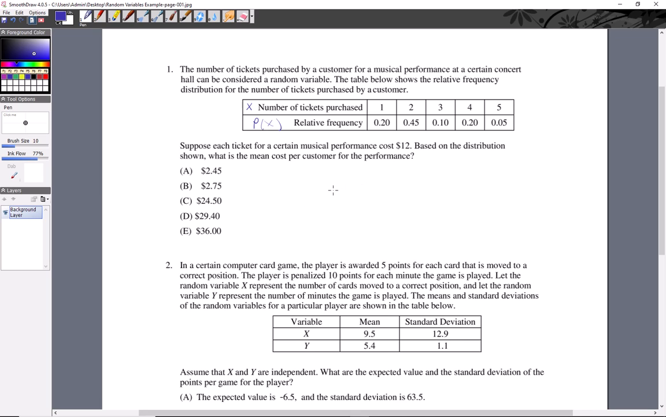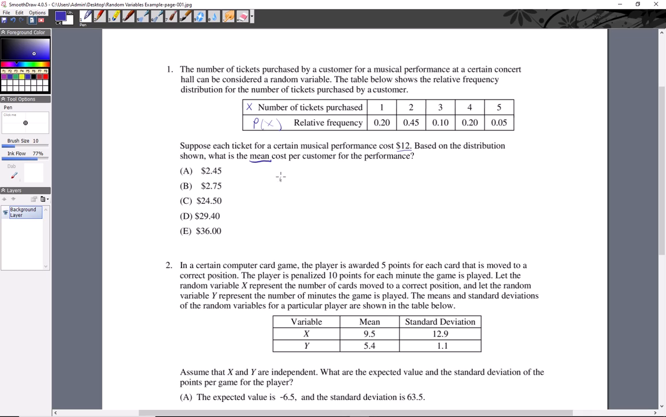The question is, suppose each ticket for a certain musical performance costs $12. Based on the distribution shown, what is the mean cost per customer for the performance? Well, this is only going to give us an average number of tickets, but if we can get that and multiply it times this $12 per ticket, that should give us the average cost per customer for the performance, because that's kind of a linear transformation.